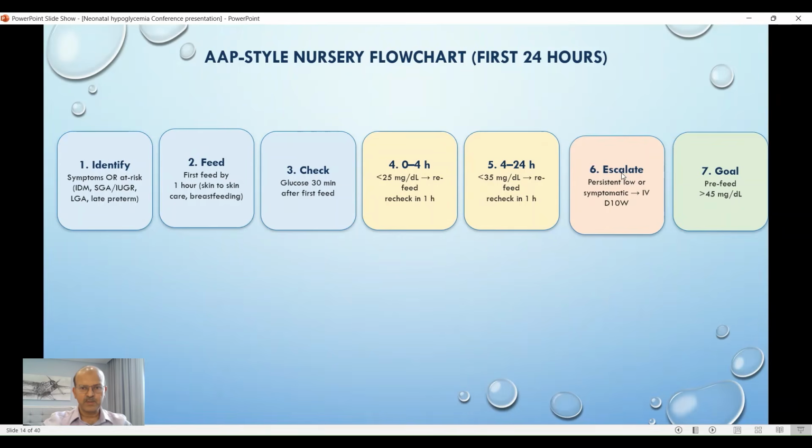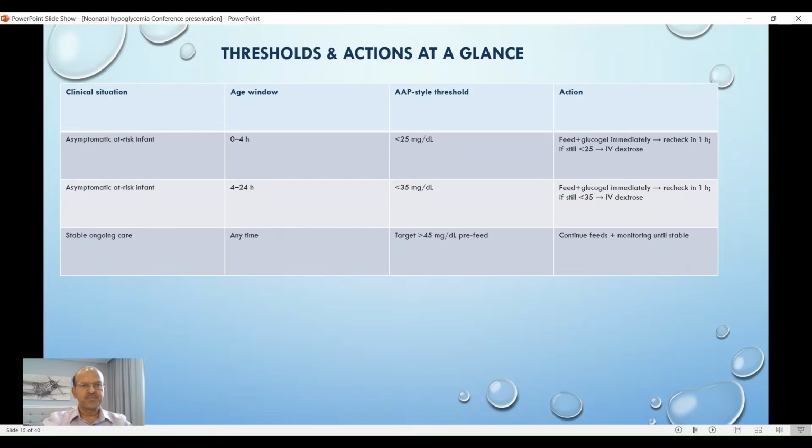It's a different approach. And if the baby has persistent low sugar or the baby is symptomatic, we need IV dextrose. And the goal is a pre-feed more than 45 milligrams after the first 24 hours. If this is consistently there, or the threshold based on the age, you stop monitoring after 2 to 3 normal readings, by 12 hours in the LGA and infant of diabetic mothers, or by 24 hours in the IUGR and preterm babies. So this is again the stressing on the thresholds.